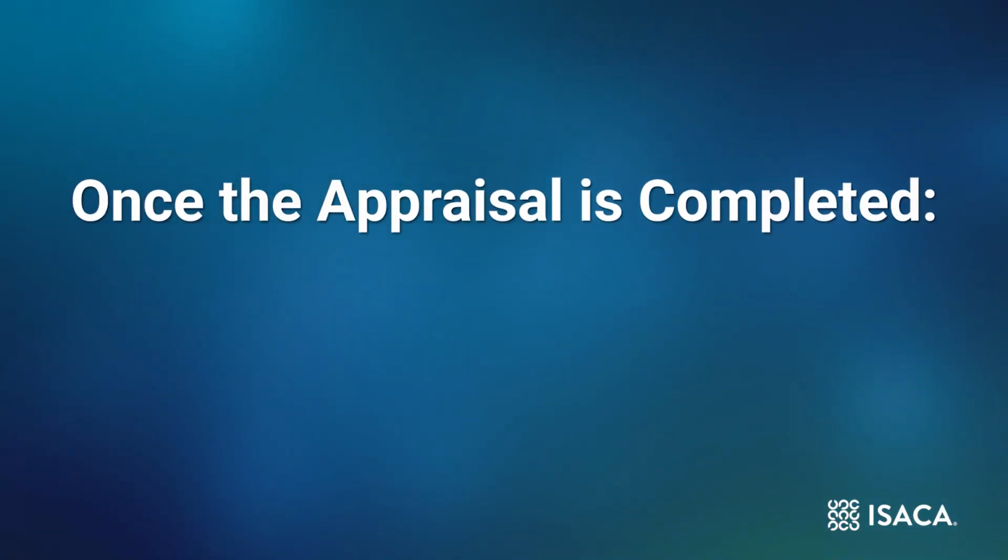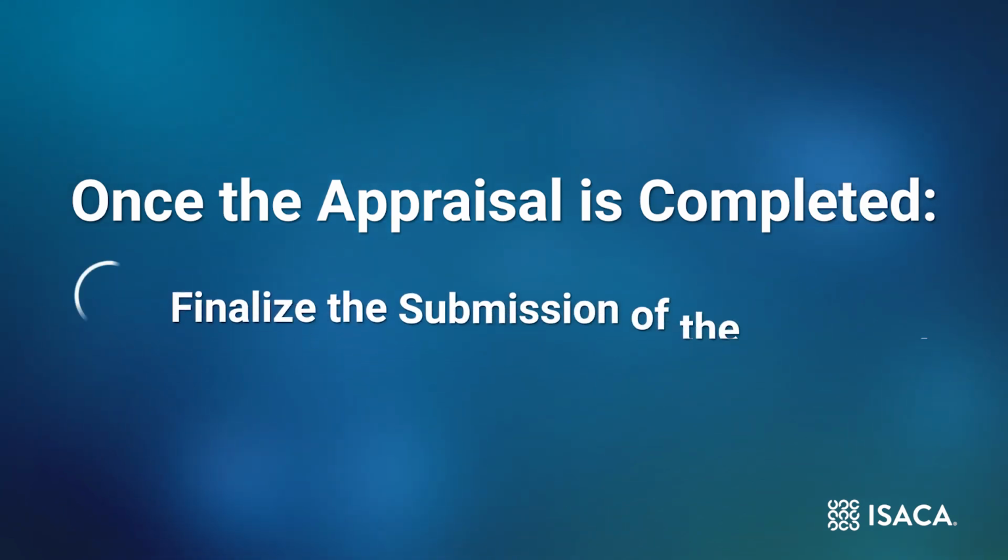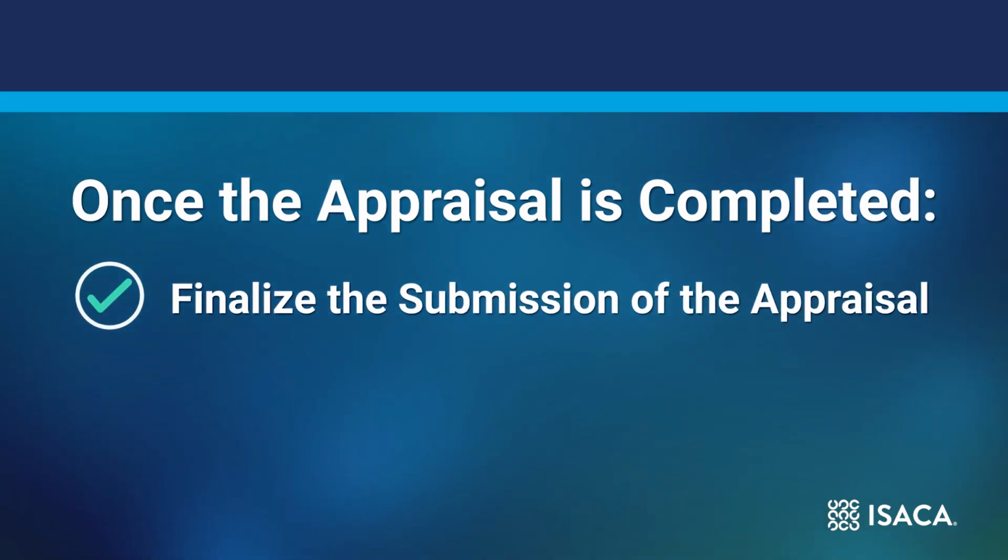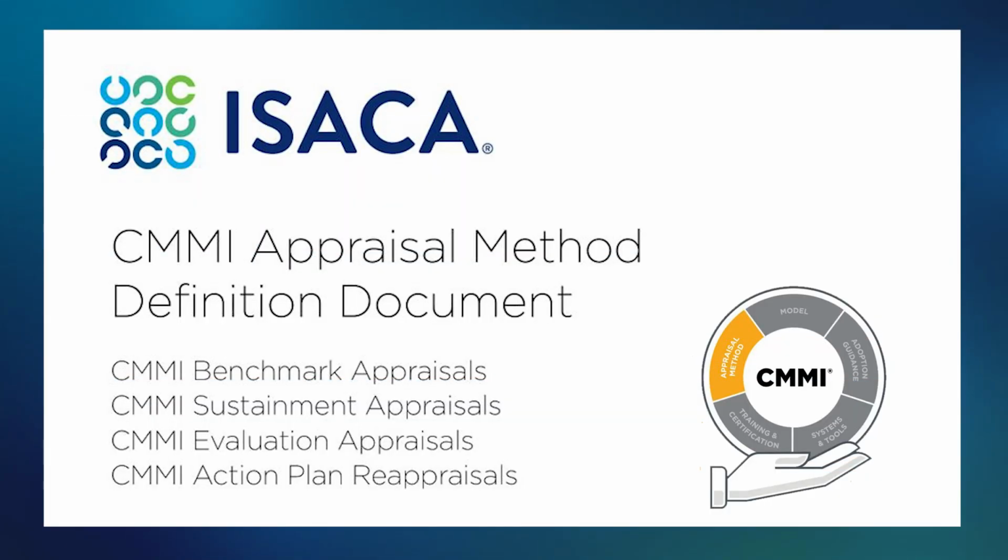Once the appraisal is completed, the only thing left for the appraisal team leader is to finalize the submission of the appraisal. The appraisal team leader will provide the final findings and the performance report to the sponsor. Regardless of any maturity level result, these deliverables will provide the organization with a useful basis on which to plan future process improvement work.